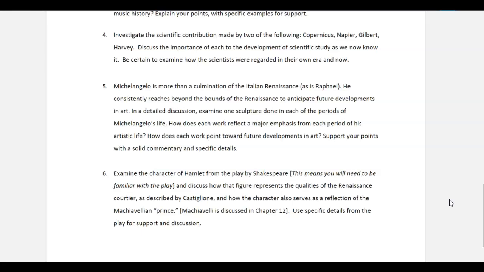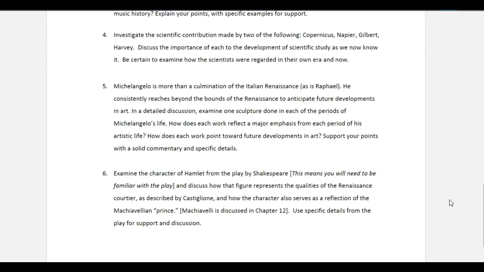The last one asks you to look at Hamlet. You may be familiar with the play. When you open up the particular chapter, it shows David Tennant as Hamlet. But again, looking at him, the character of Hamlet really fits with the traits of the Renaissance, as described by Castiglione.